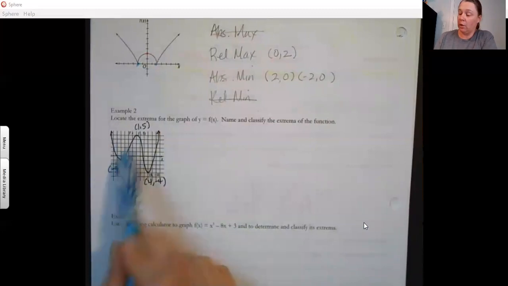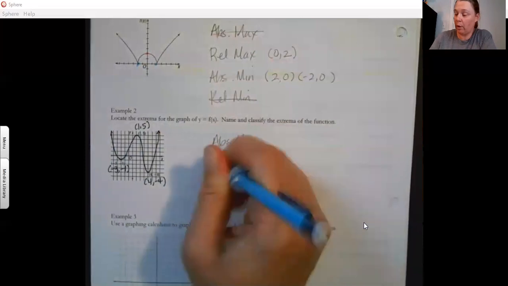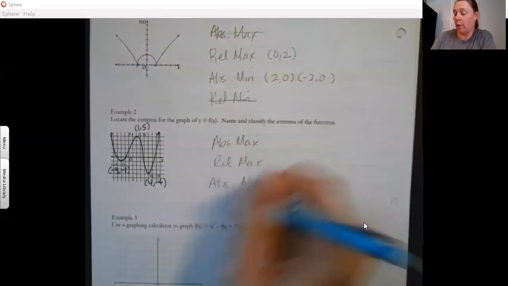Okay, so then here, take a look at this graph and same thing. Do you have an absolute max? What about a relative max? Do you have an absolute min? What about a relative min?